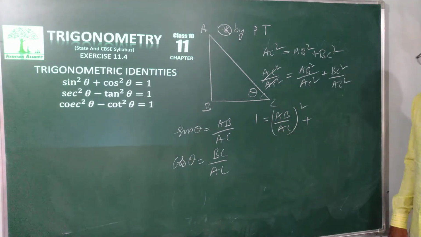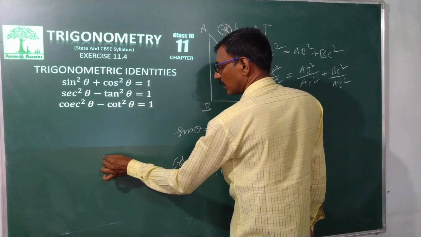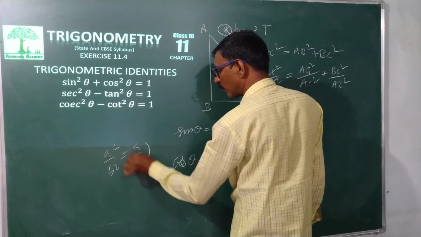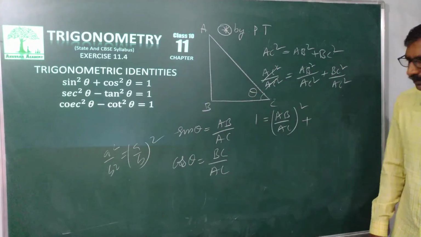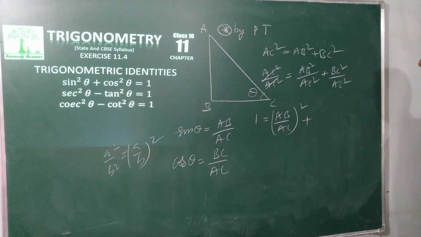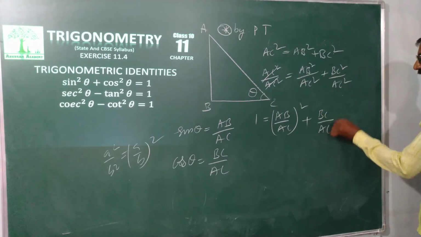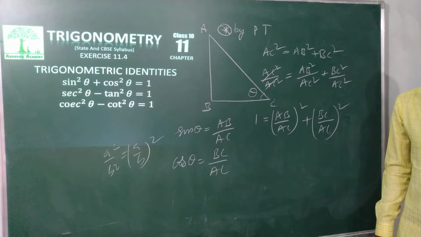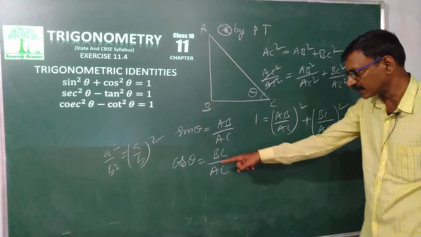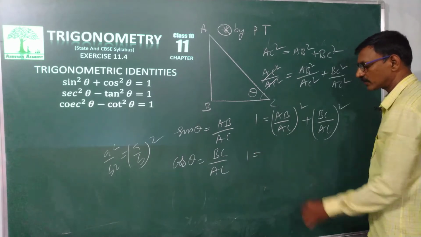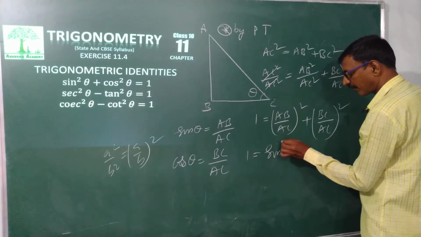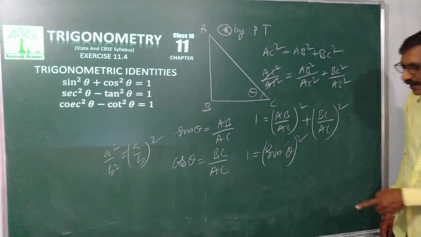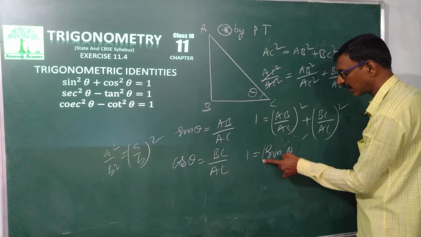Can I write like this? We know it, laws of exponents: A square by B square is equals to A by B all square. By that, my written line, my ratio, BC by AC all square. That's all. But I know AB by AC is nothing but sin theta, and BC by AC is nothing but cos theta. Then 1 is equals to sin square theta, actually called sin theta whole square. In shortcut we call it as sin square theta. That's all. Am I clear or not?